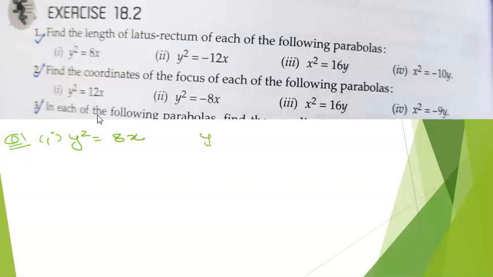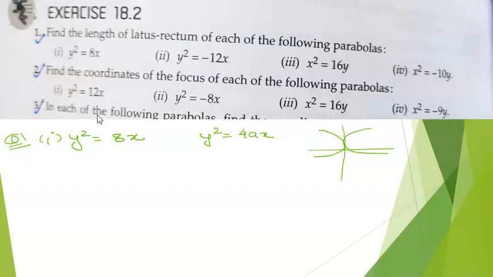We already know y square is equal to 4ax. So this is this kind of parabola. It is on the right hand, so this is a right hand parabola. If it is minus 4x, it will become a left hand parabola. This we have already discussed in detail in class.